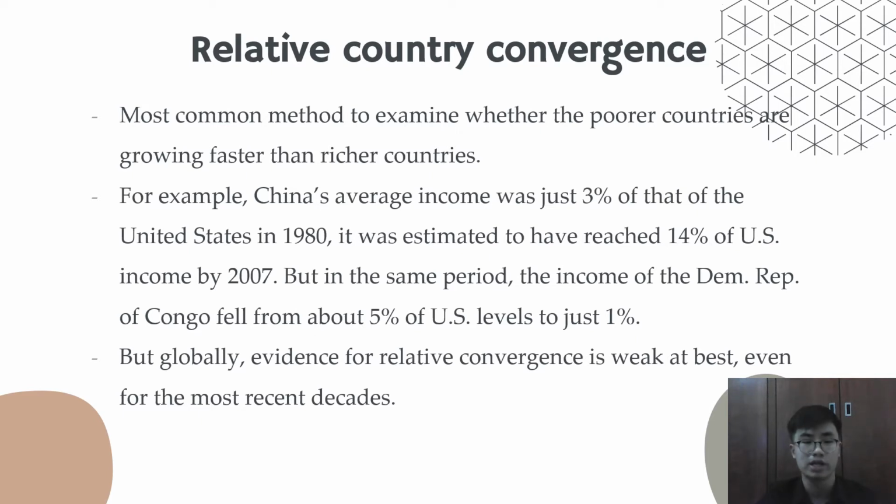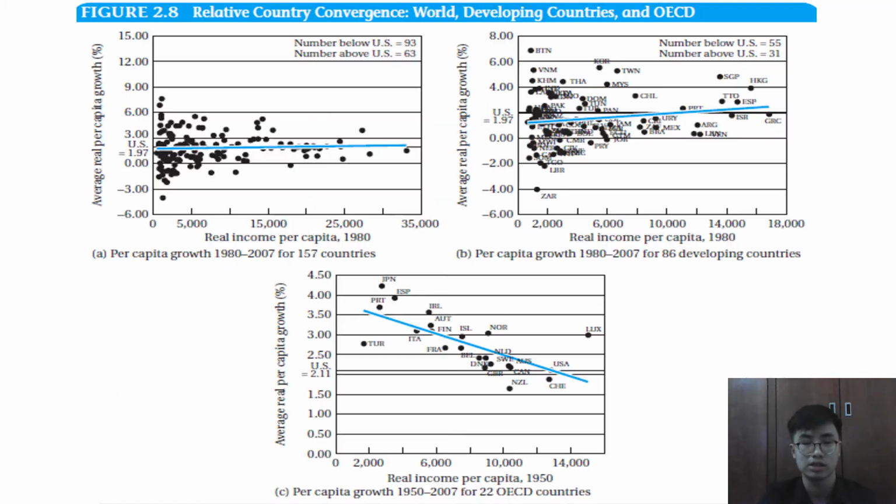For example, China's average income was just 3% of that of the US in 1980. It was estimated to have reached 40% of US income by 2007. But in the same period, the income of Congo fell from about 5% of the US level to just 1%. But globally, evidence for relative convergence is weak at best, even for the most recent decades.